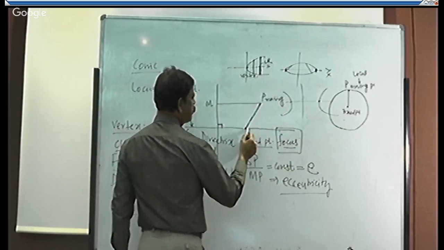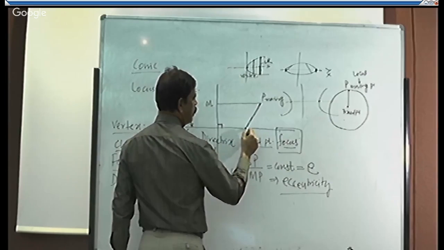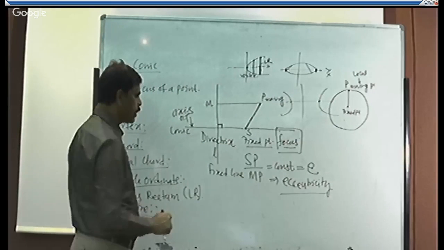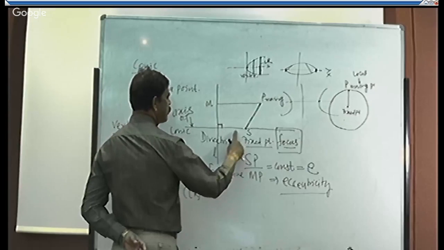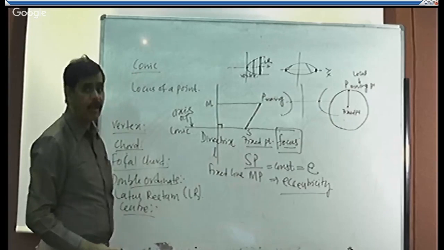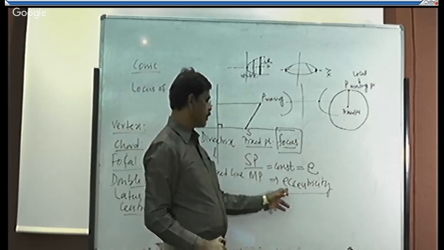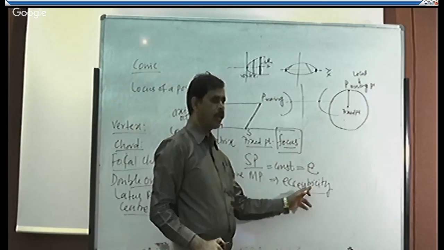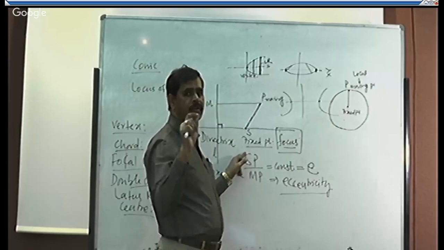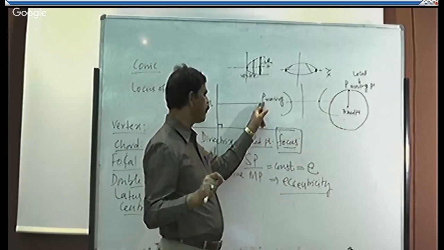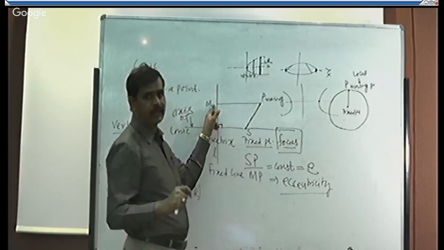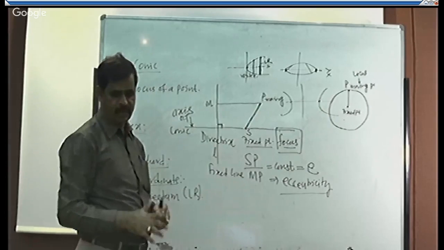What is focus? Focus is the fixed point. What is directrix? It is a fixed line which is always perpendicular to the axis, right? So what is axis? Axis is a line which is passing through the focus and perpendicular to the directrix. Very important: eccentricity. So eccentricity is what? It is the ratio of the distance of the locus of a point to the fixed point, to its distance to the fixed line. This is called eccentricity, right?